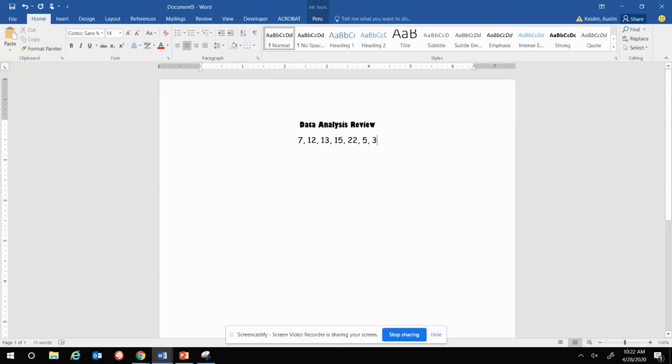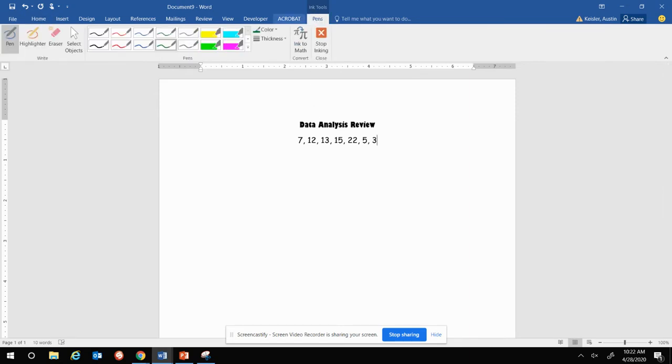All right, I'm going to talk to you a little bit about data analysis for our review today. This is what we've been working on quite a bit over the last couple weeks. I'm going to spend most of our time on mean, median, mode, range, and IQR. Remember, the very first thing on all data analysis problems is we want to order our set of numbers least to greatest. So I'm going to go ahead and do that. I've got 3, 5, 7, 12, 13, 15, and 22.